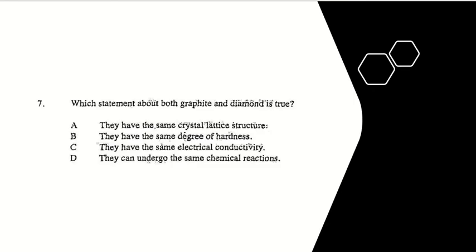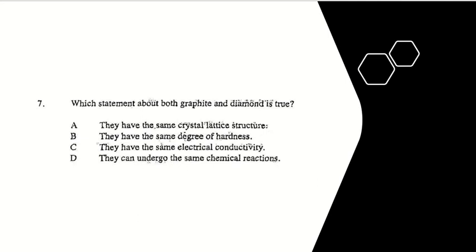Okay, let's go to question number 7. Which statement about both graphite and diamond is true? They have the same crystal lattice structure. They have the same degree of hardness. They have the same electrical conductivity. They can undergo the same chemical reaction.